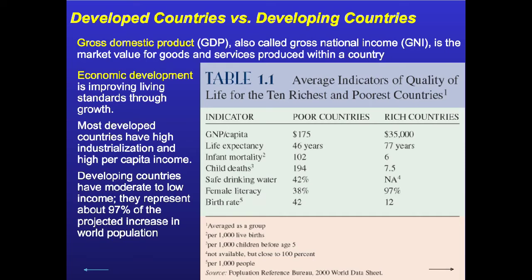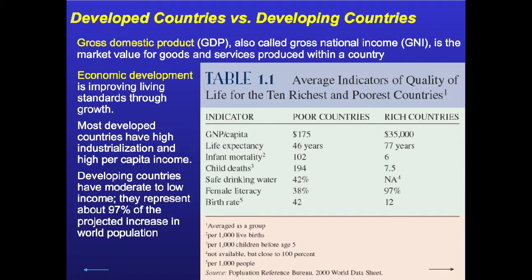So here's another comparison between developed countries and developing countries. So here we have developing and developed. If you look at GNP, gross national product, per individual, you can see that per individual per year is making about $175 in developing countries on average, and then developed countries it's about $35,000. Check out life expectancy.